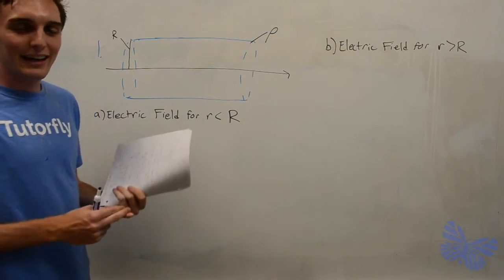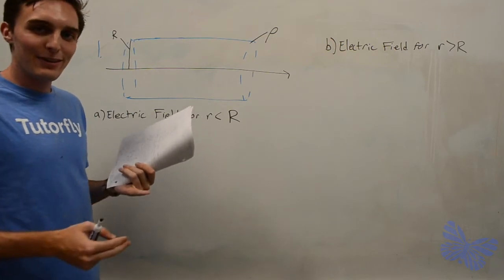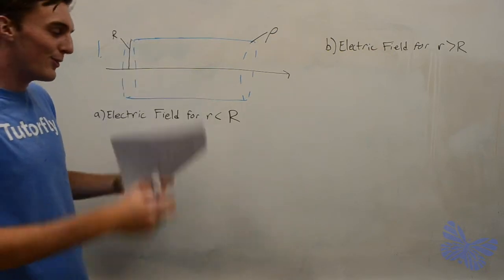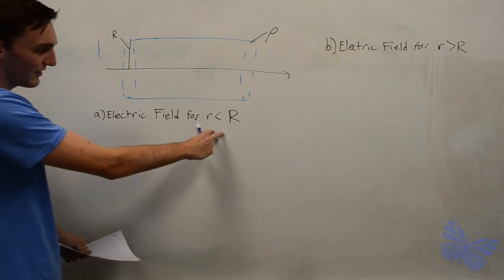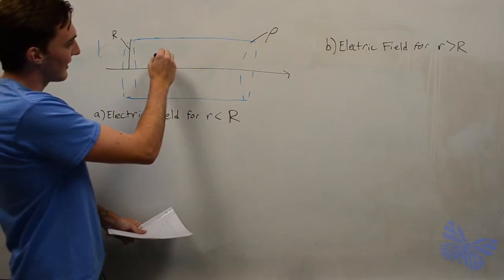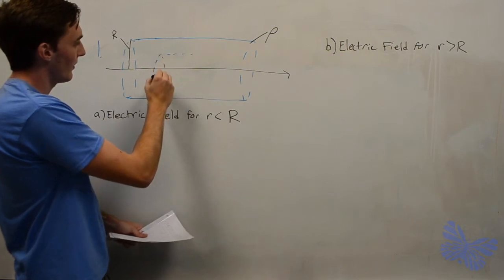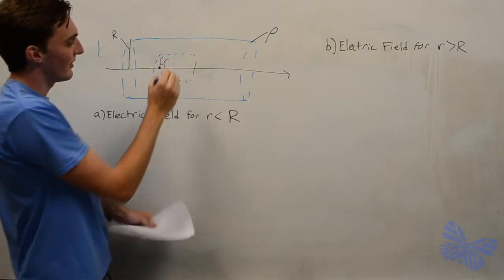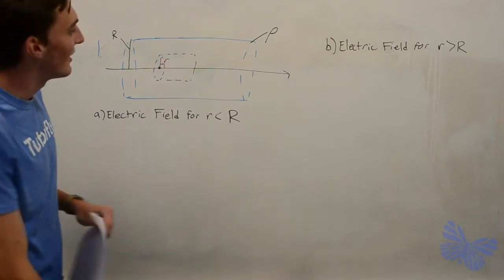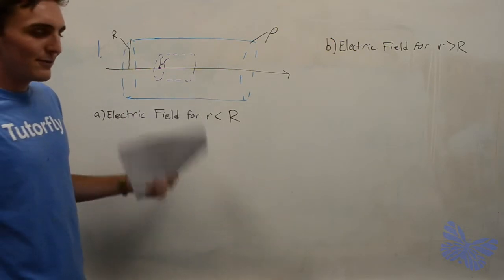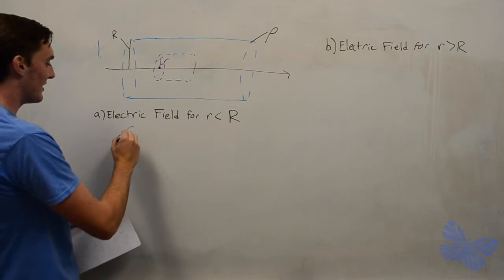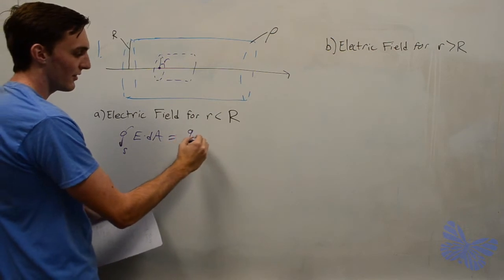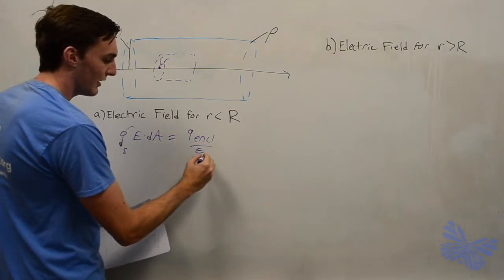So the first thing when you're doing Gauss's law is to determine what surface you want to use. In this case, it makes sense to use a cylinder since it's cylindrically symmetrical. So for the first region, you're going to draw a cylinder like this, and it has some radius, little r, which is your distance away from the axis. The formulation for Gauss's law is that the flux through the surface is equal to the charge enclosed over epsilon naught.